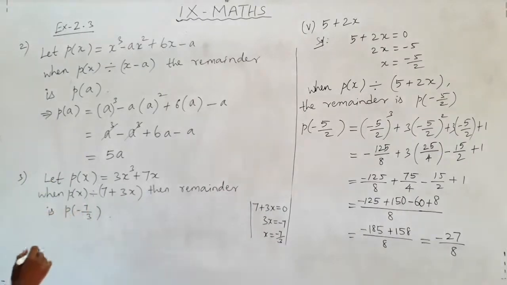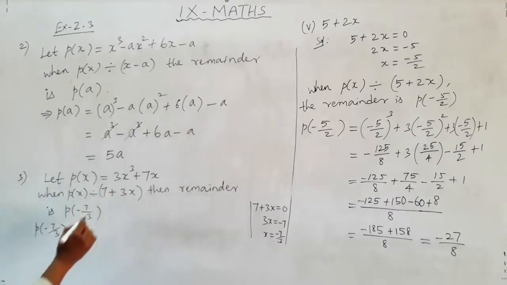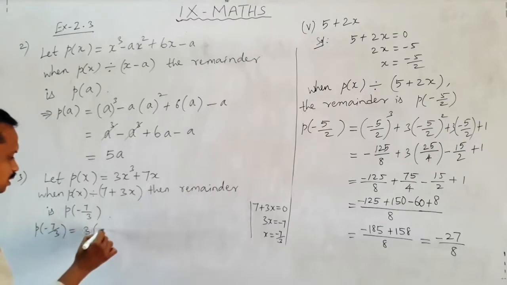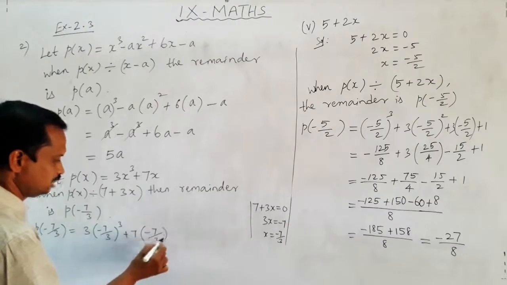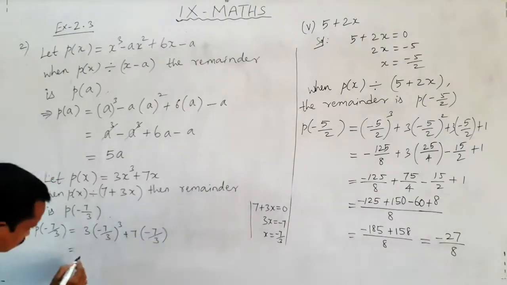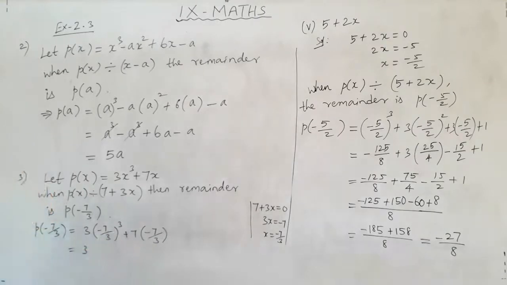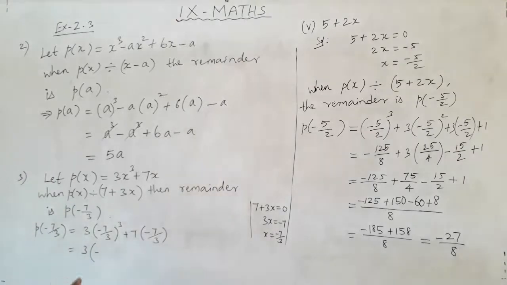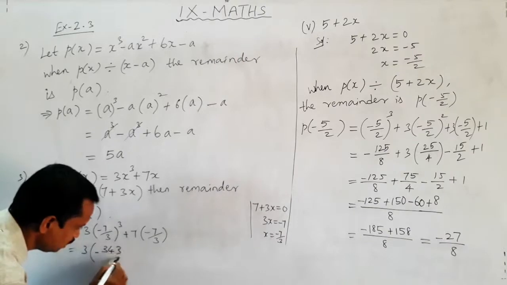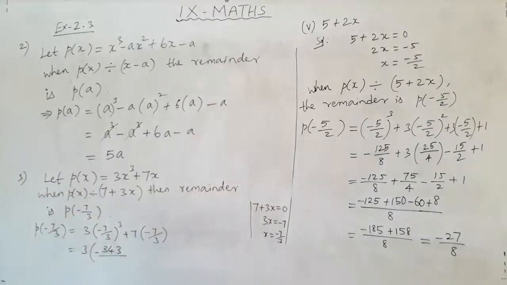So if we try to find p of minus 7 by 3, it is equal to 3 into minus 7 by 3 whole cube, and then plus 7 into minus 7 by 3. Clear? So what do you get? 3 into minus, if you apply the cube you get minus, so within the bracket put minus. For 7 into 7 into 7: 7 into 7 is 49, 49 into 7 you get 343. So many times we come across this 7 cube. So 343, and in the denominator 3 cube, you get 27.